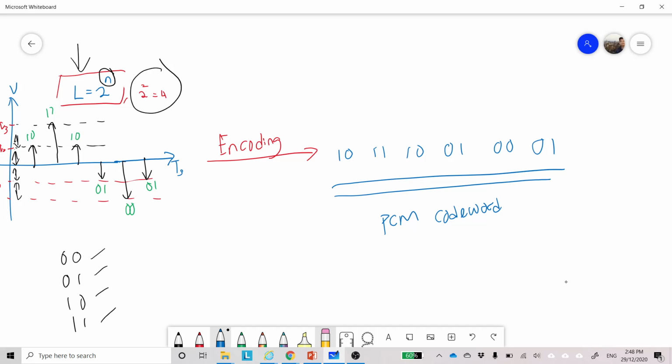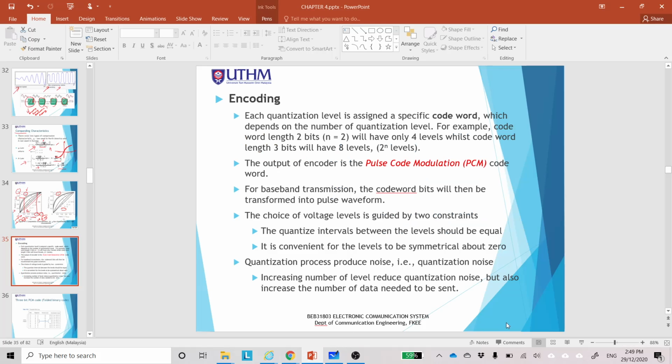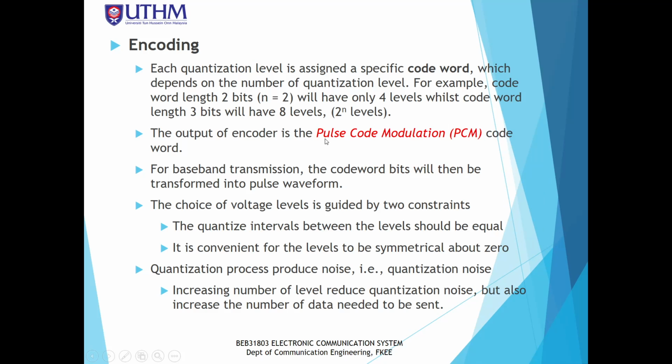Okay, kita belum terjemahkan dia kepada bentuk voltage. We haven't assigned to the specific voltage, but this is in term of code word 101010. So when you assign with the voltage, a specific voltage, so for example, you boleh jadikan 0 sebagai 0 volt dan 1 sebagai, for example, 5 volt. Okay, so dia ada 2 level, perbezaan antara 2 level. So kembali kepada sini, dia akan jadi PCM code word. So the output of the encoder is what they call as a PCM code word.